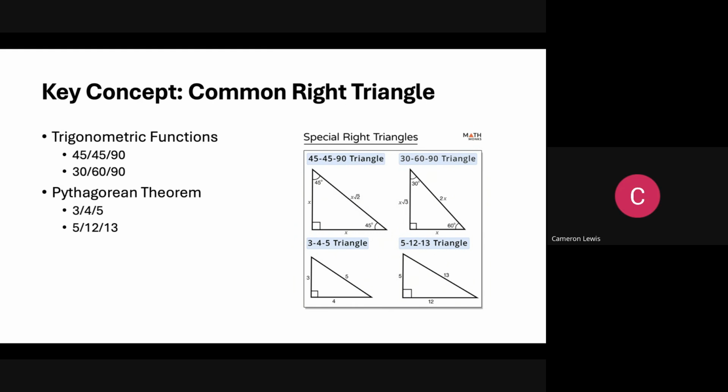You can kind of remember that these values come with these triangles, right? So if you see a 45, 45, you can remember that the two sides are going to be the same. And when you see the 3, 4, 5, if I know I've got two sides that are 3 and 4, the last side is going to be 5. Then if I have the 5, 12, 13, I know that the longest side is going to be 13.